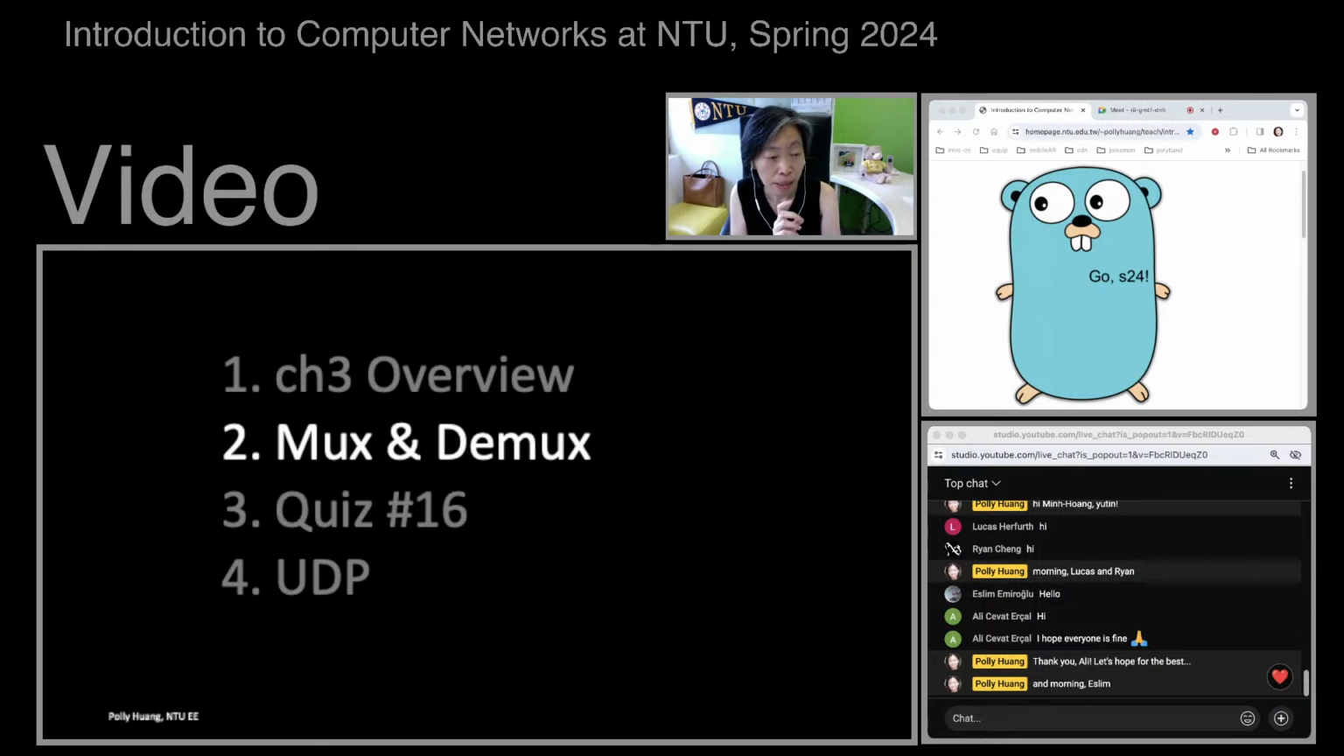Okay. Now, that was introducing multiplexing and demultiplexing. The next video tells how exactly demultiplexing is done on the internet. And there are two key pieces of information, if you still recall. How do we find a process uniquely? Exactly, IP address and port number. So pay attention to this video.